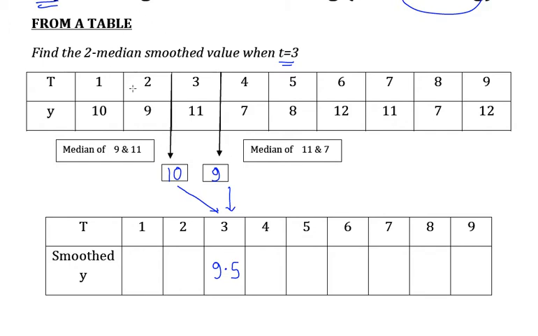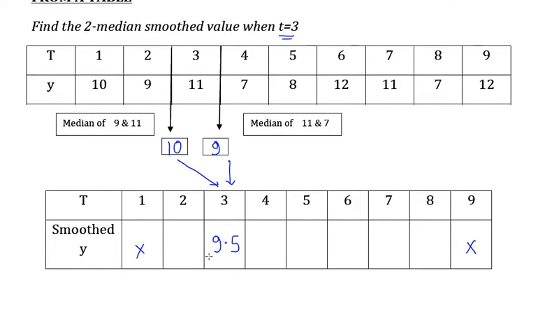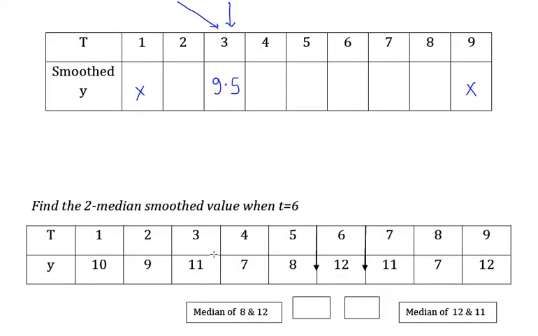Now you could do this for 2 as well because you can find the other side of 2, but we can't actually do it for 1 and we can't do it for 9 either. So if you wanted to go through and fill in this table, you could. Let's do one more together though.